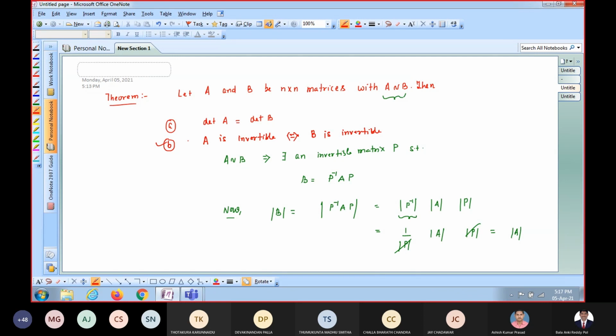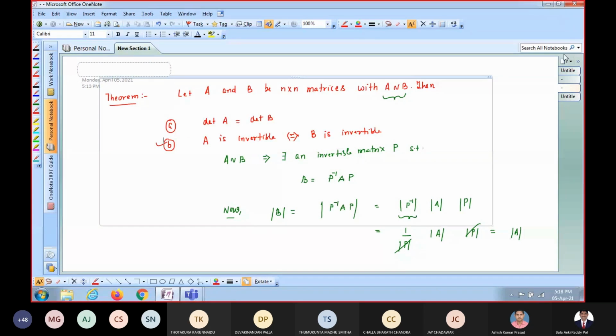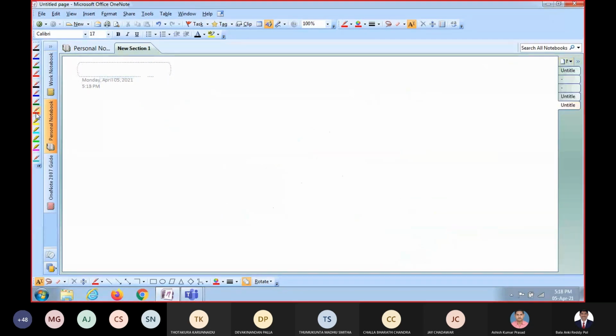In the same way, we can proceed back. If B is invertible, then the determinant of B is not equal to 0. Now, the determinant of A and the determinant of B are equal, so the determinant of A cannot be 0, and hence A is also invertible. Because invertibility depends on a non-zero determinant, and because they have the same determinant, if one is invertible, the other one is invertible. Okay, let's jump into the next property.